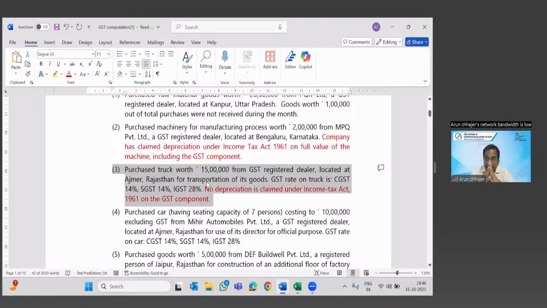In this case, ITC is allowed. Give me the reason why the ITC is allowed. In this example, the depreciation and ITC both are being allowed. Still you are saying ITC is allowed. Tell me the reason which I should quote in the solution.